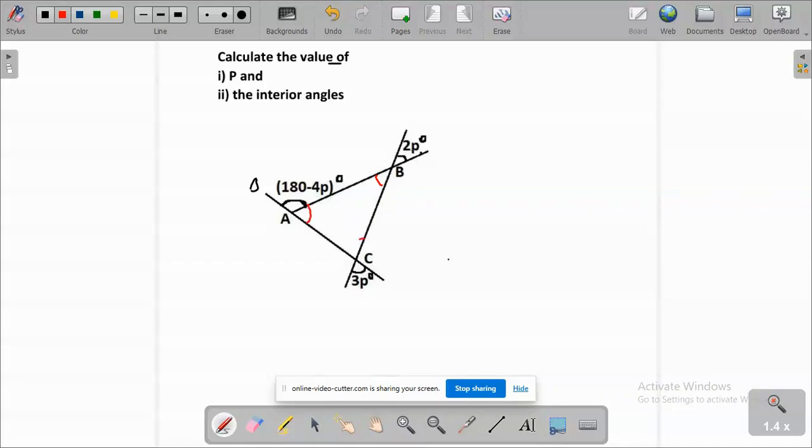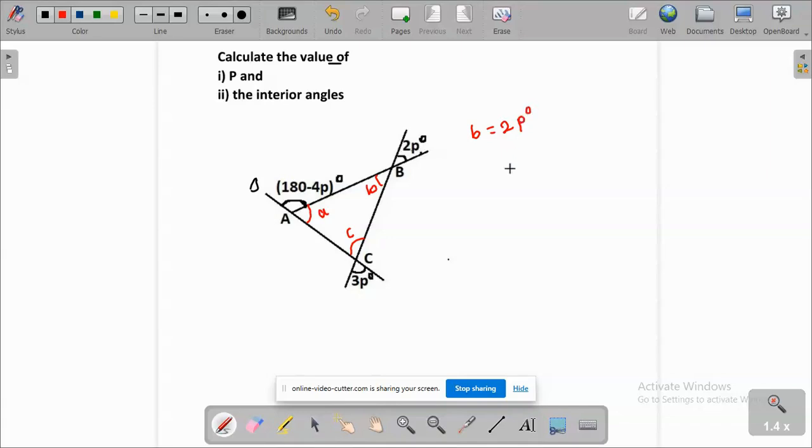Okay, let's assume that we label this one as small letter B, this small letter A, and this small letter C. Now here we're going to adopt one approach on one of the theorems I recently established in my previous video, that says that the exterior angle of a triangle is equal to the sum of the two interior opposite angles.